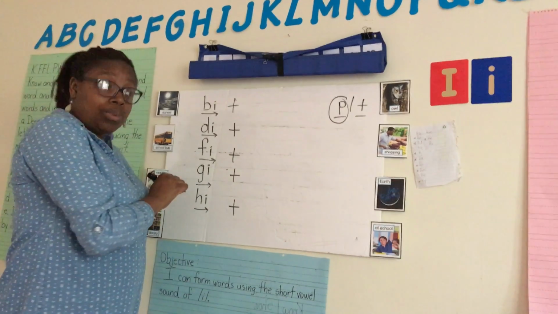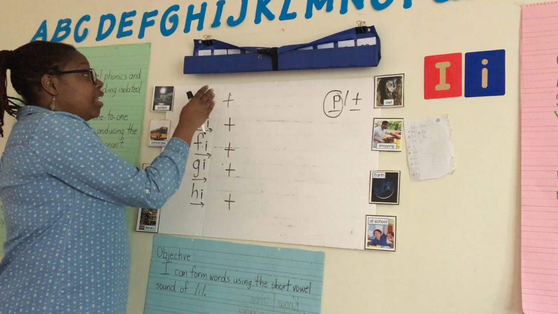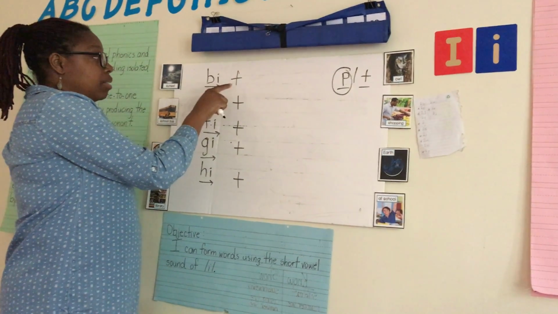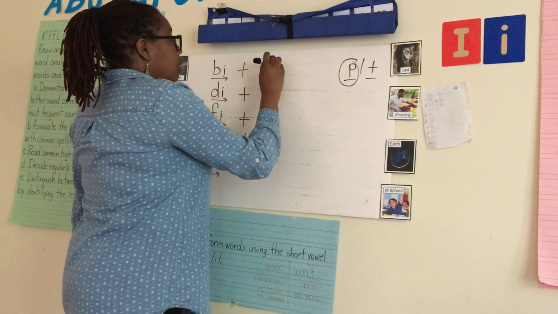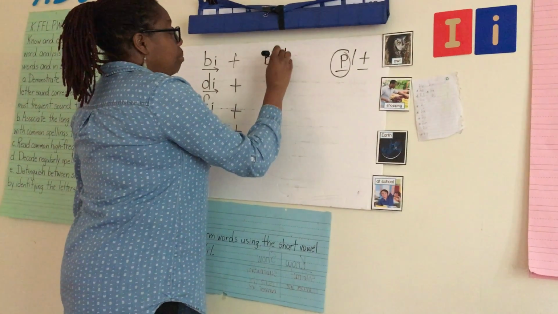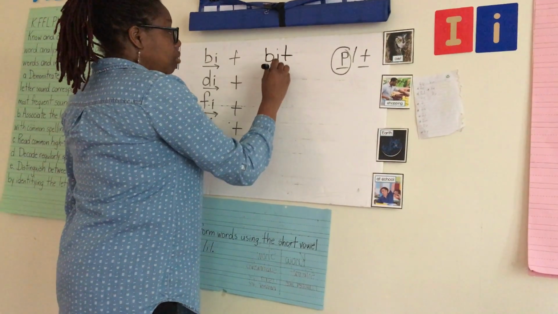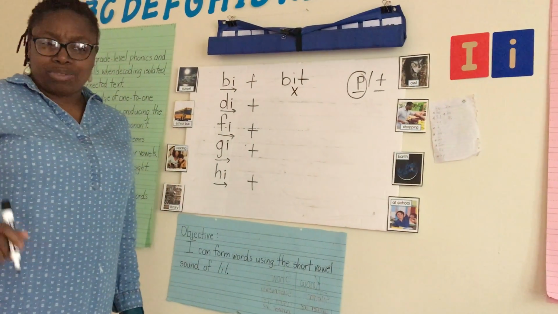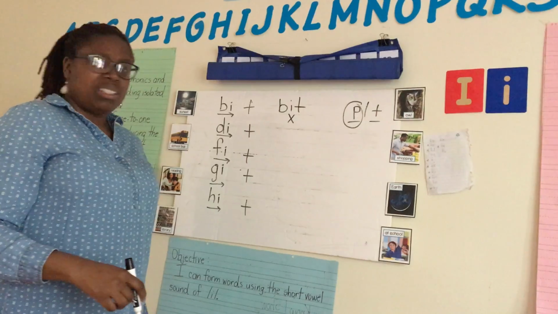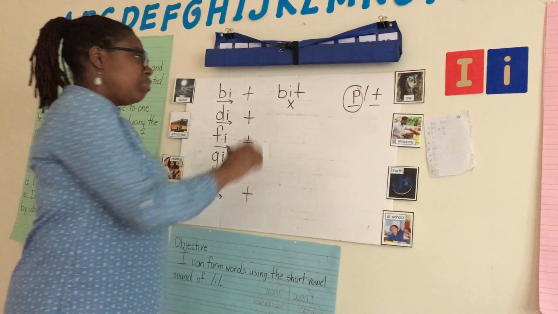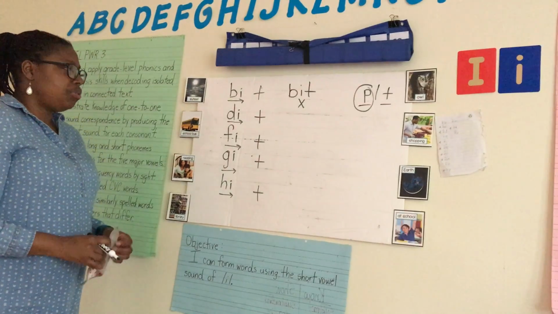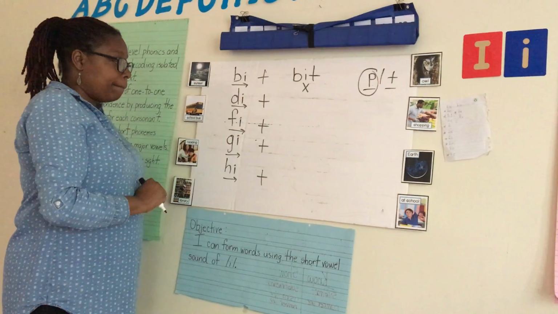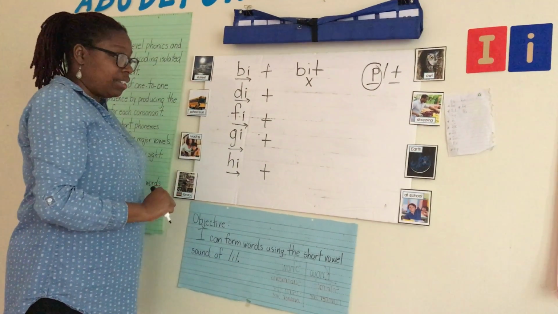All right, I'm going to do the first one with you. Bit, bit. So it makes the word bit. Bit can be a noun or bit can be a verb. It's also a multi-meaning word. Can I have a little bit of your cake? Or the dog bit me. Bit. So you guys are going to work on di and t, fi and t.